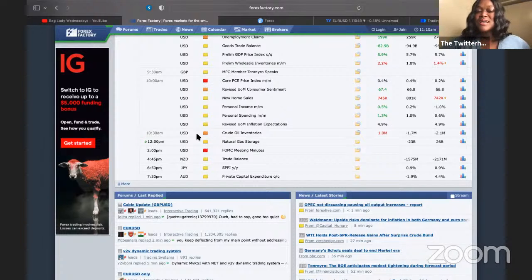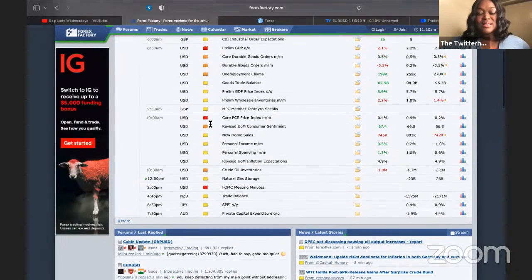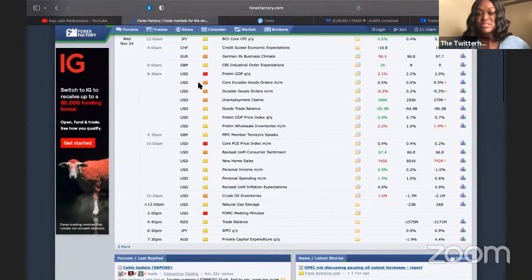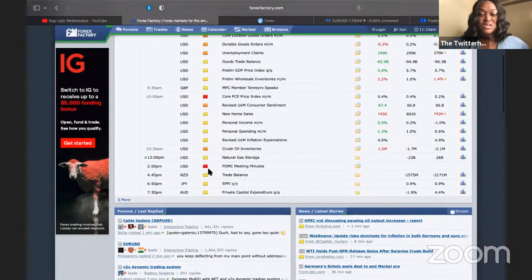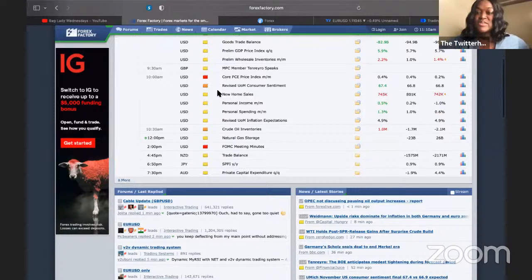I found that when there's a lot of news on USD, it affects everything. So that's why I didn't bother trading this morning, and I missed the 6 o'clock time. There's too much going on with the US dollar, and I see that at 2 o'clock there's going to be a red folder again. So yeah, it's really not a good time.